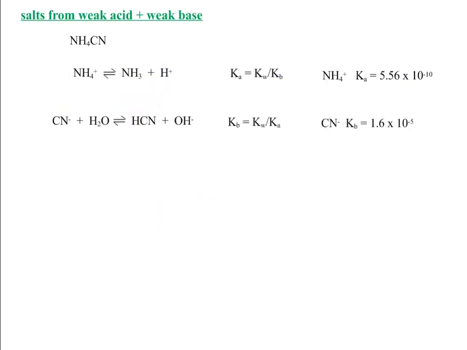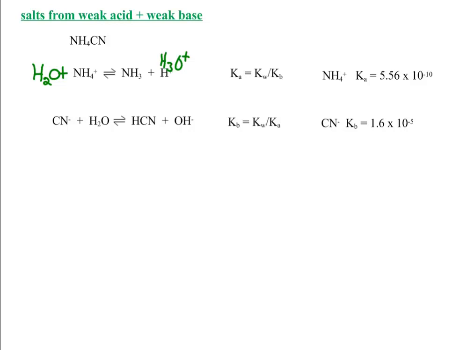Here's an example, ammonium cyanide. Ammonium ion comes from ammonia. Cyanide ion comes from hydrogen cyanide. When the salt dissolves, I have two ions, both of which are going to react with water. So if we want to make this more complete, we'll add our water molecule here, and we're going to get hydronium ion. Ka is Kw over the Kb for ammonia. So we get a Ka of 5.56 times 10 to the negative 10.